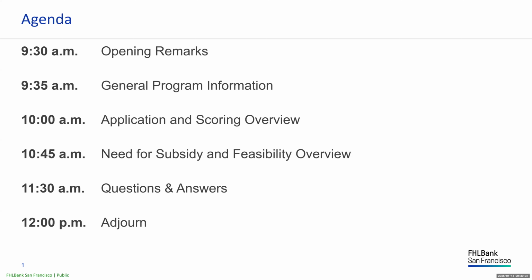This is our schedule for today. During this webinar, we will provide an overview of the bank and the Affordable Housing Program's General Fund. We'll then go over the changes for this upcoming round. We'll also give you some insights into how we score applications and how we review the financials for need for subsidy and feasibility. And we will end with a Q&A session.